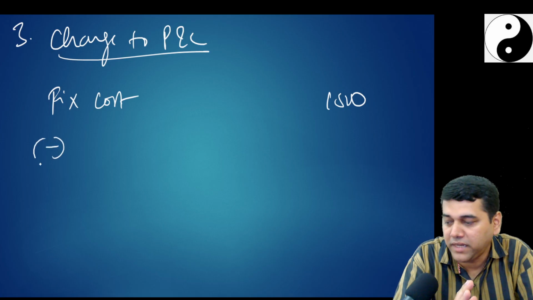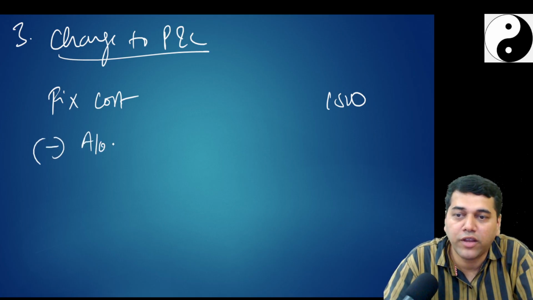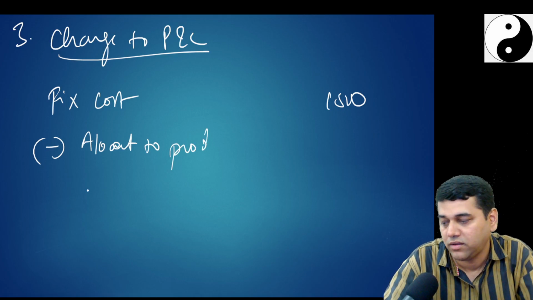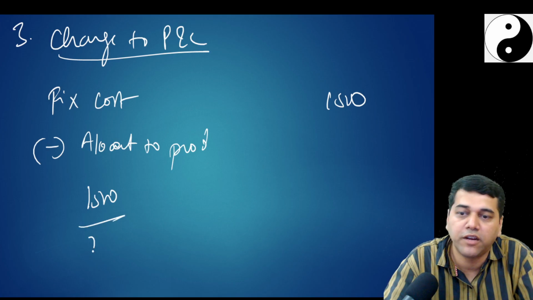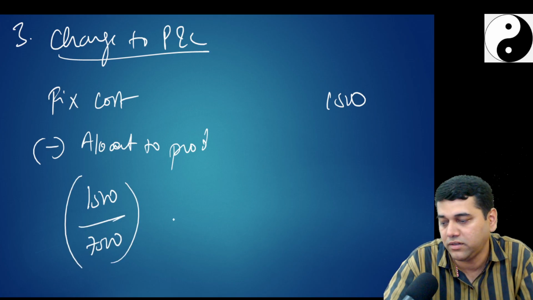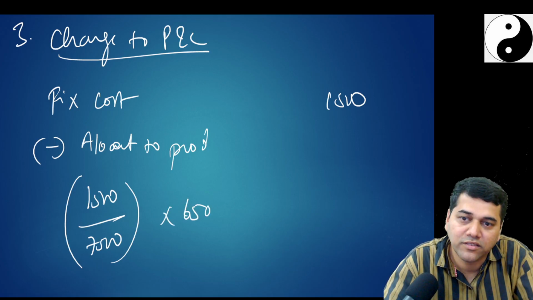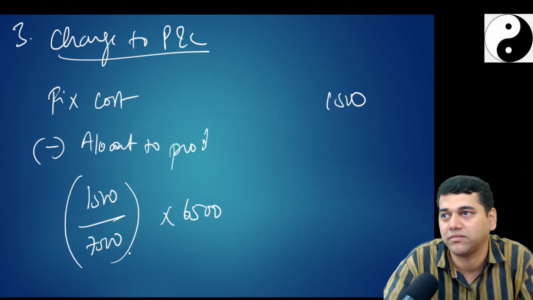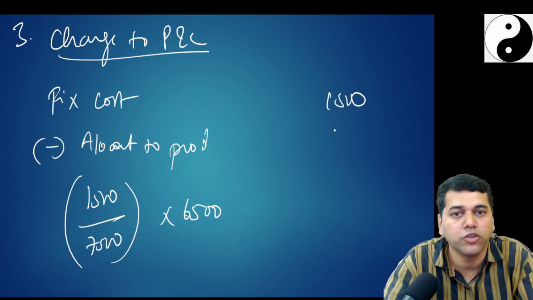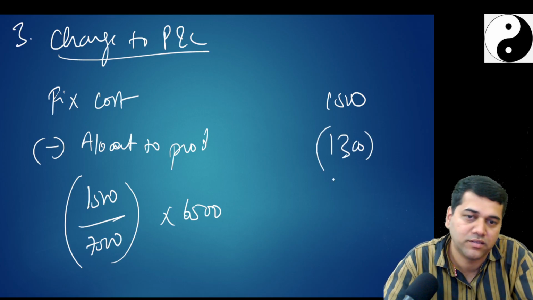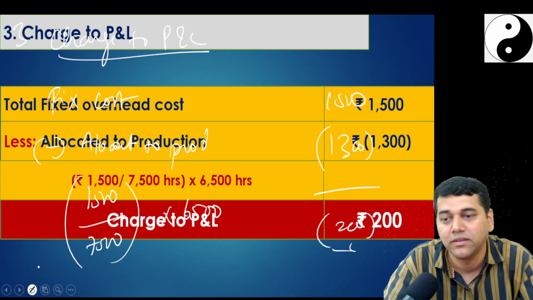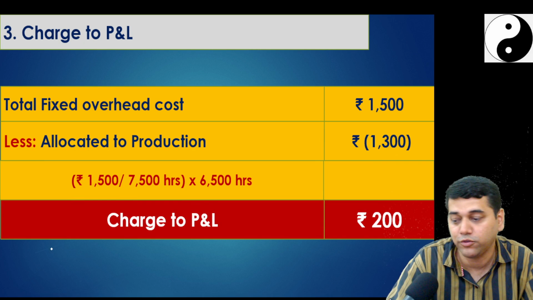1500 minus how much is allocated to production? See, 1500 divided by 7500 is the normal cost per hour, into 6500, which is your actual production, actual labor hours. 1500 divided by this is what you should allocate, 1300. So 200 will go to your P&L account. Are you clear? Now let us see the breakup of this, so they should get a very clear picture.